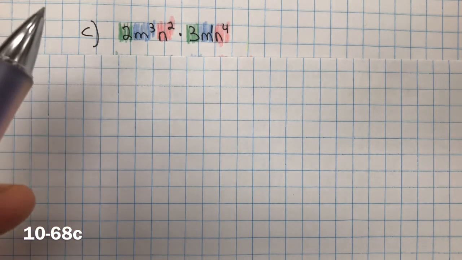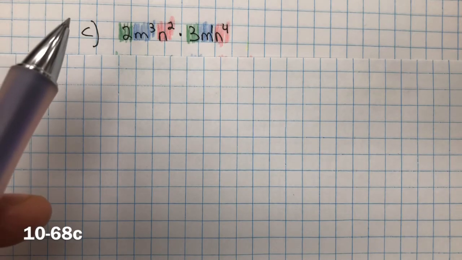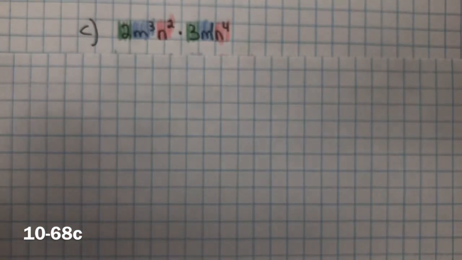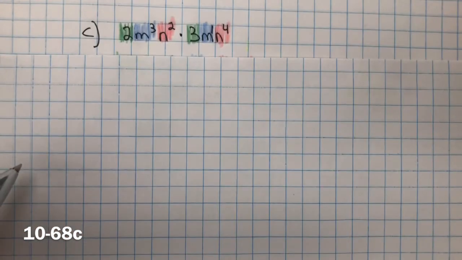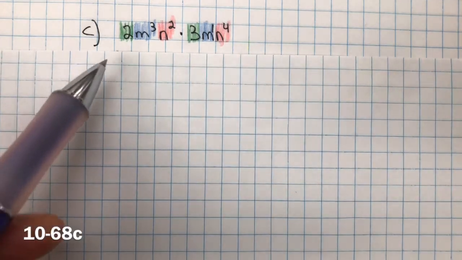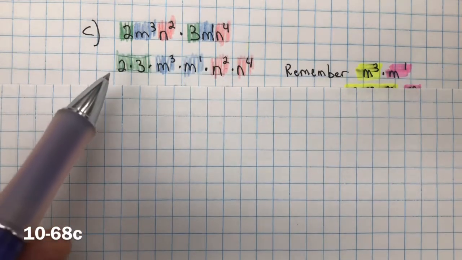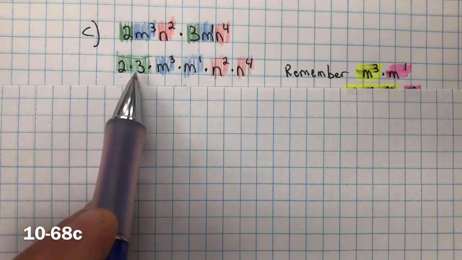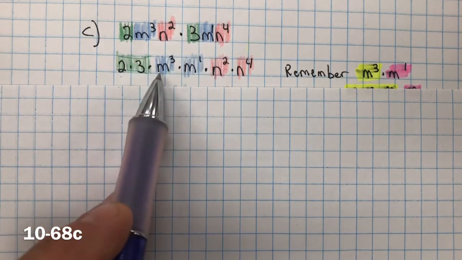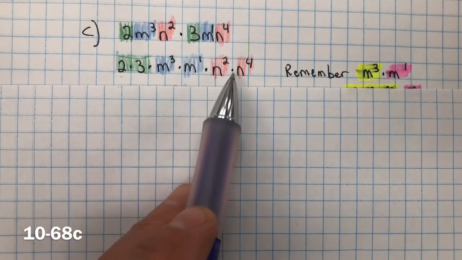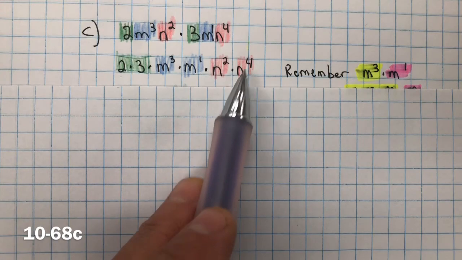For example, 2 multiplied by 3 is 6, and 3 multiplied by 2 is 6. So I'm going to set them up with like terms. So I have 2 times 3, and then m to the 3rd multiplied by m to the 1st, n to the 2nd multiplied by n to the 4th.